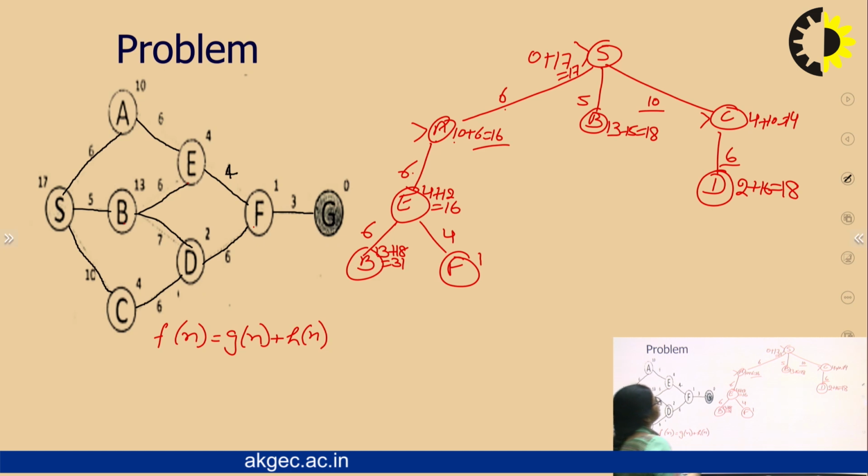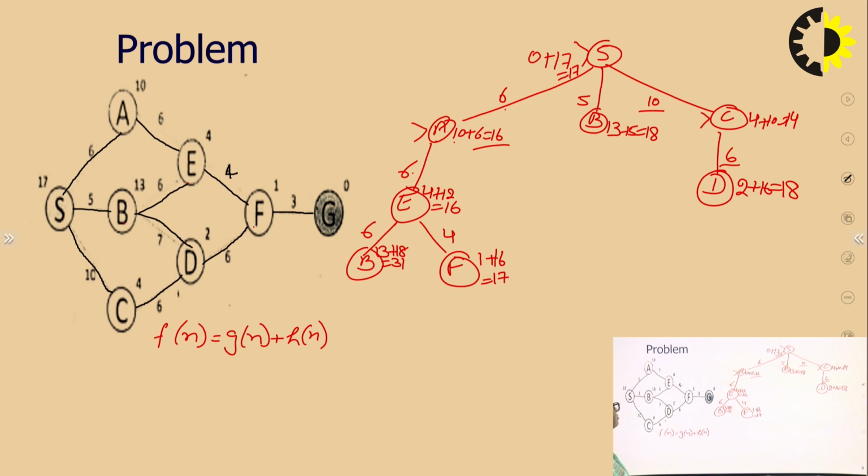Okay, and this will be 12 plus 4, 16 plus 1. This will be 17. Evaluation value. So, what is the minimum value here? Now, let us check again. From A, we are having 6, 6, 12 plus 4, 16 plus 1, 17. So, what will be the next evaluated value?